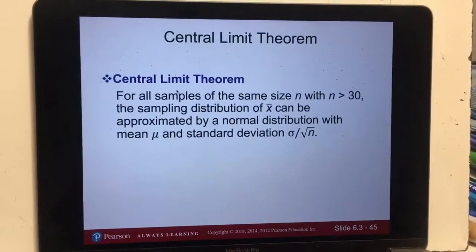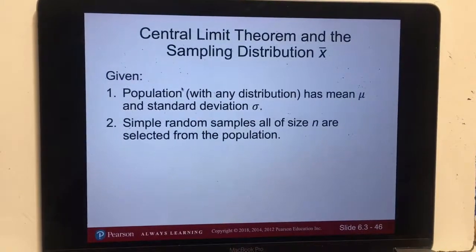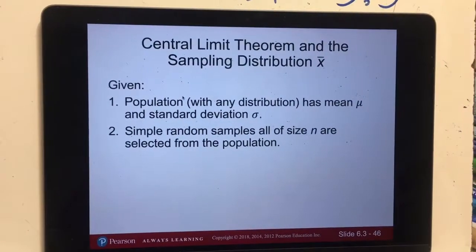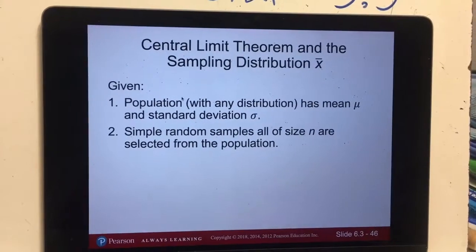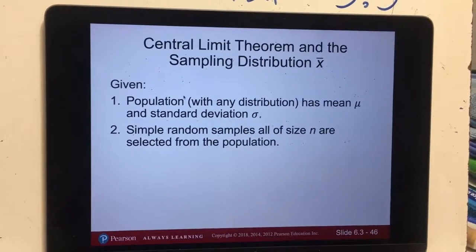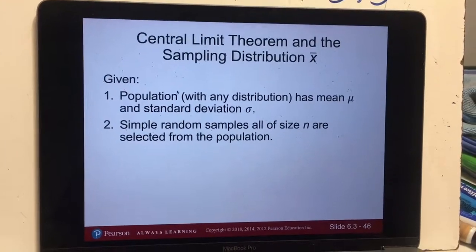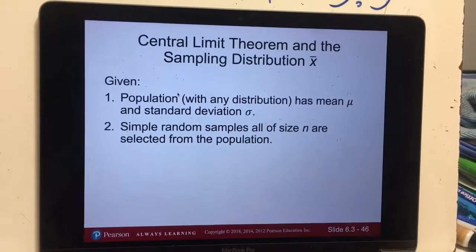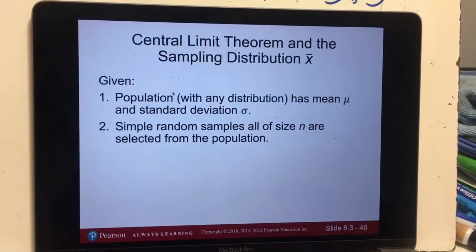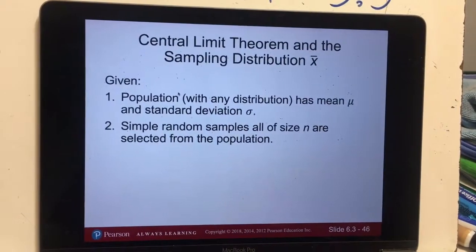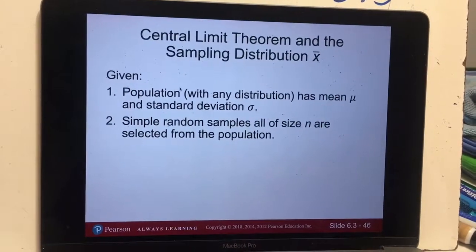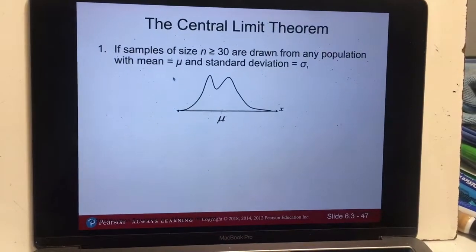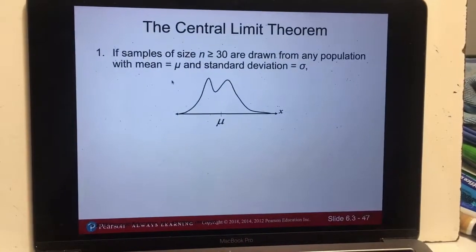This is huge. Okay, so given that we have a population with any kind of distribution, it is not a population that starts normal. Any distribution has a mean of mu and a standard deviation of sigma. Simple random samples, all of size n, are selected from the population. Okay, in other words, we're taking a sampling distribution. All right, so this is the huge deal.